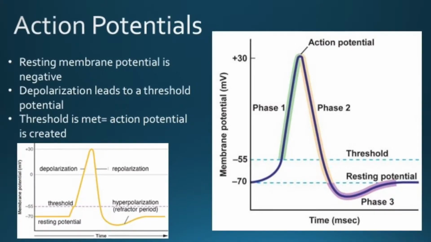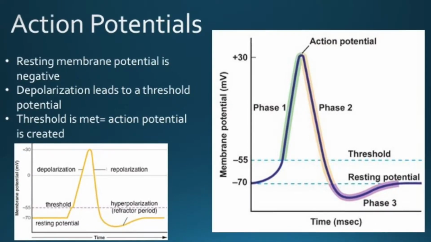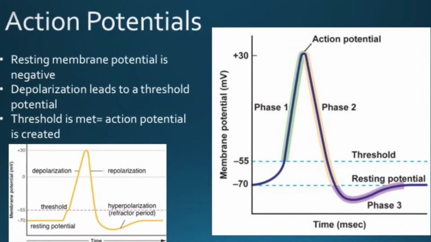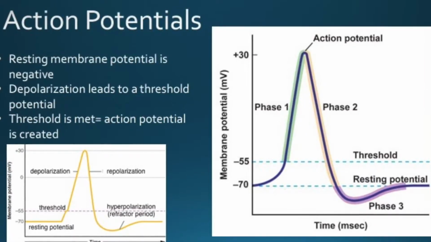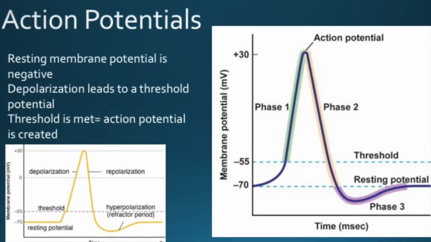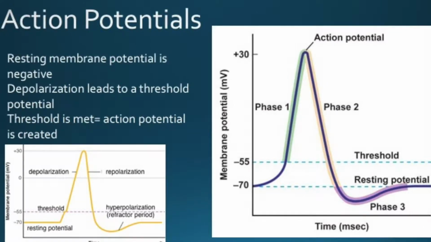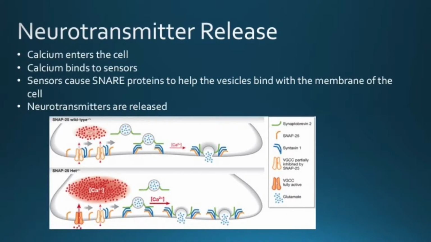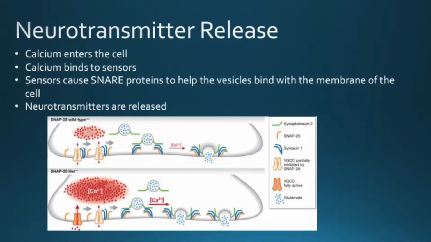If the charge of the ion that enters the cell is more positive than the membrane's resting potential, it will depolarize. If this depolarizing current of ions reaches a certain point, called the threshold potential, there will be an action potential. Once an action potential is created, calcium channels open. Calcium can then come into the cell.